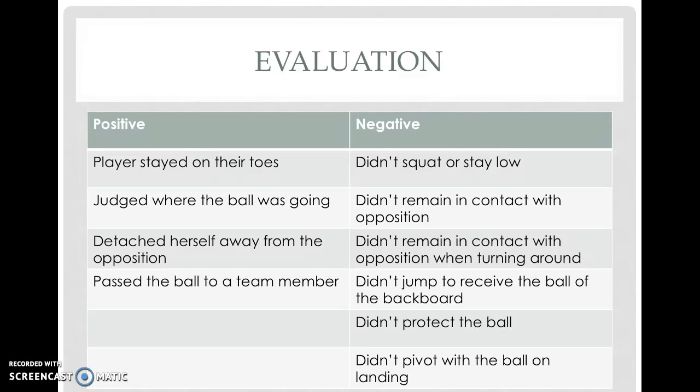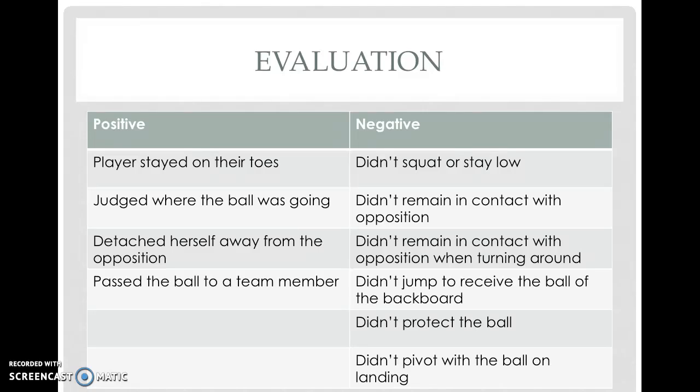They didn't remain in contact with the opposition, meaning that they could lose where they were, so that they are able to gain ground on you and go find open space in order to receive the ball. They didn't remain in contact with the opposition when turning around, also meaning that they would lose where they were and they could go then find space and get the ball. They didn't jump in to receive the ball off the backboard, meaning that the opposition could have come in and jumped for that ball and received it themselves and then gained possession and taken play back negatively.